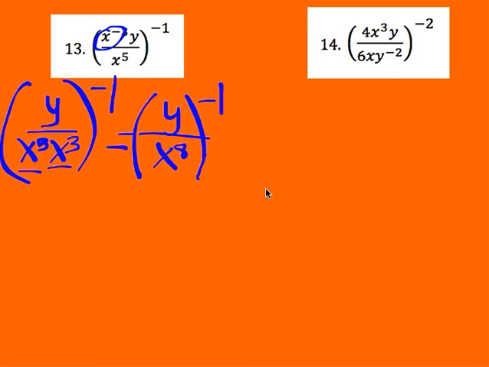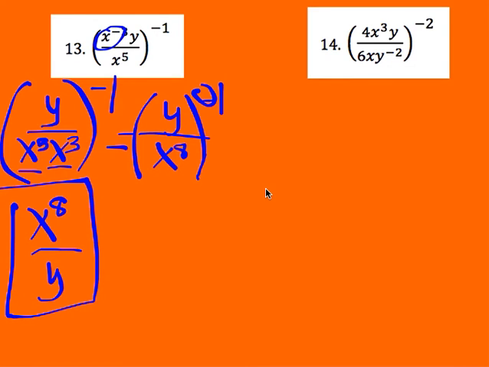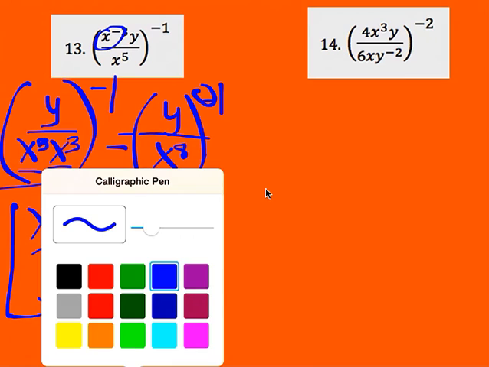So since that's being raised to the negative power, I'm going to flip where it's located. So I'm going to flip both of them so I get x to the 8th divided by y. Now they're both being raised to the negative, or now to the 1 power, and that doesn't change anything. So that's actually our answer for number 13. All right, taking a look at number 14. First thing I want to do is reduce inside the parentheses.